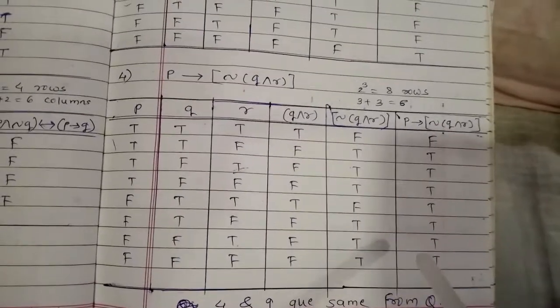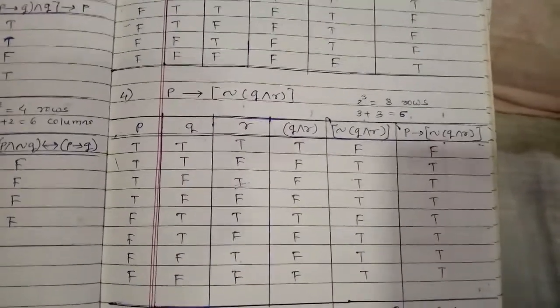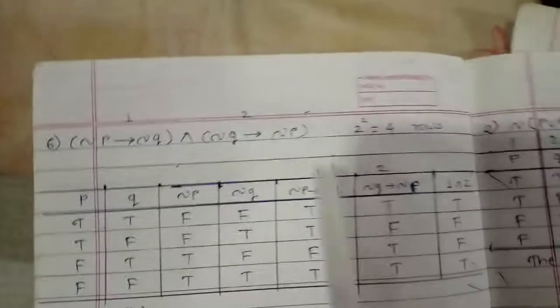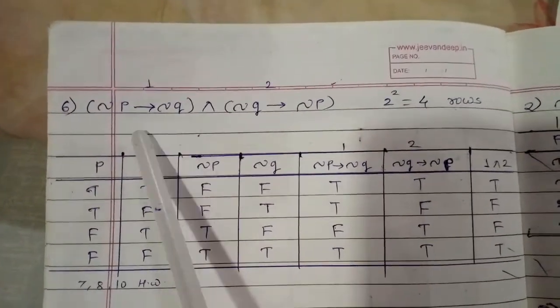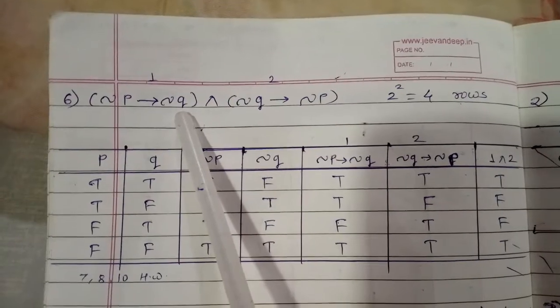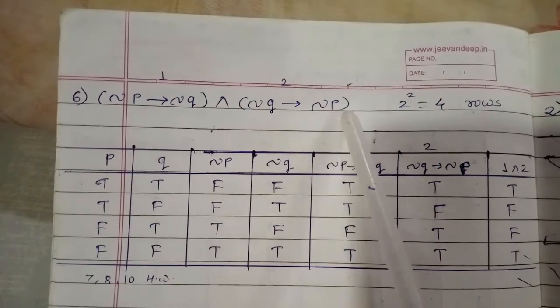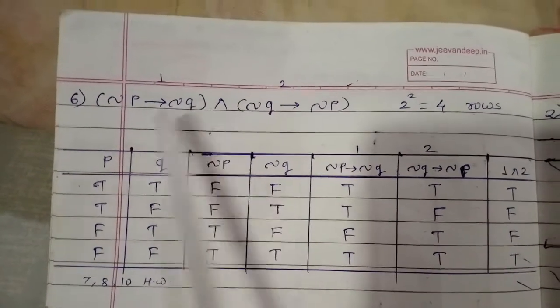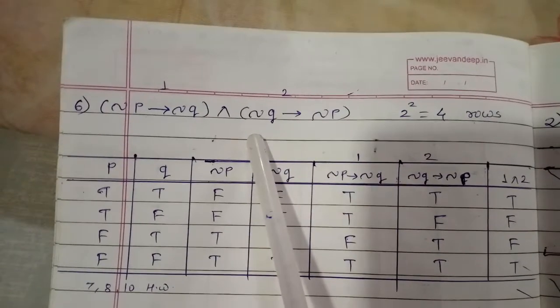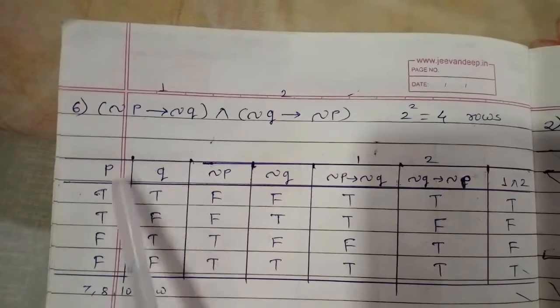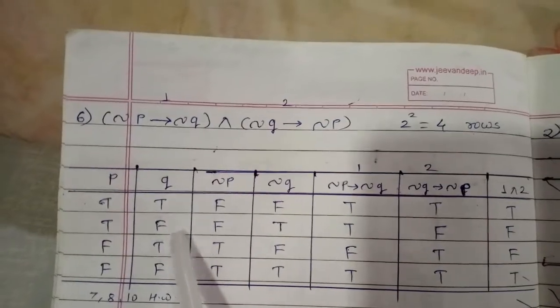So in the first question, example number 9 and 4 are exactly similar. Now I am going to start question number 6, that is negation P, conditional of negation Q, conjunction negation of Q, conditional negation of P. Now see here, two statements are there, only P and Q. So the number of rows is 4. So see how we can write. Only two statements, so T T F F as usual, T F T F.